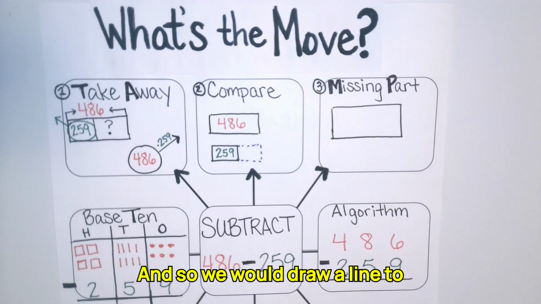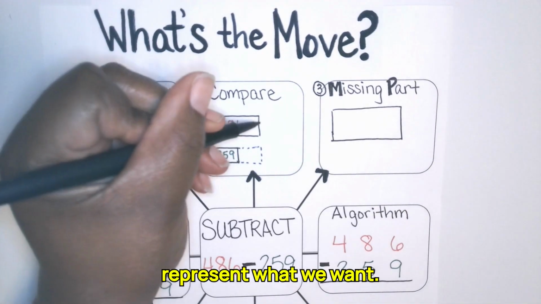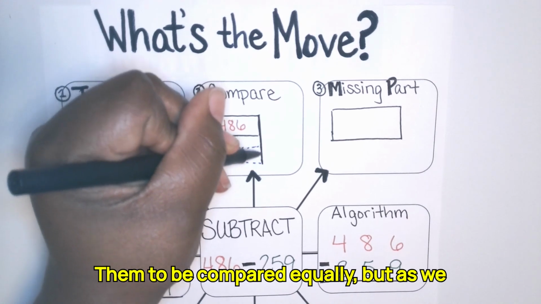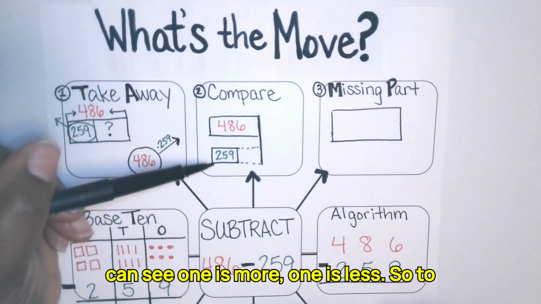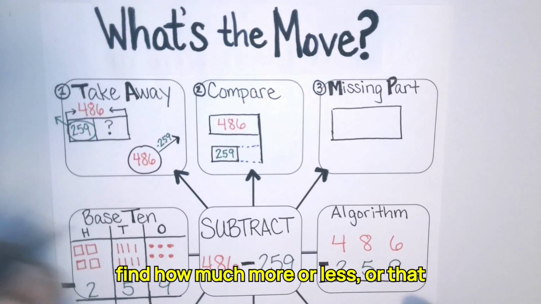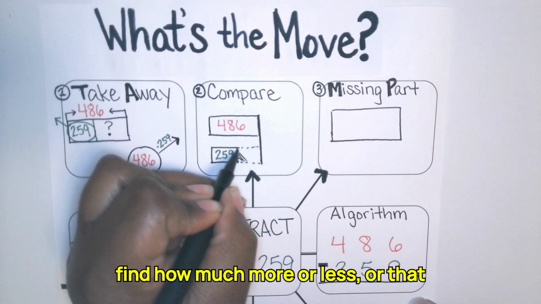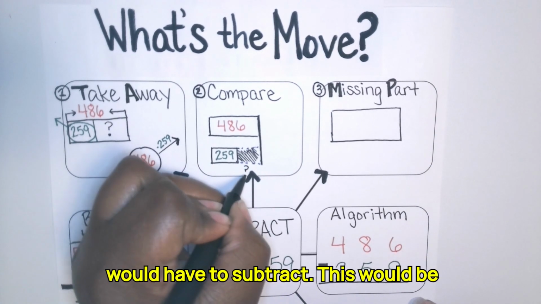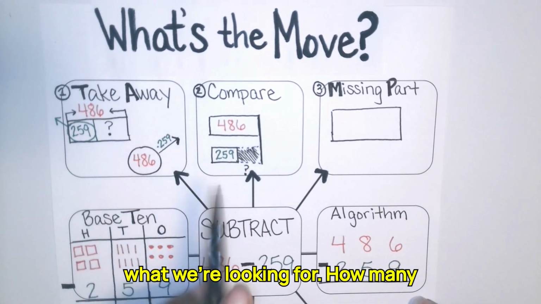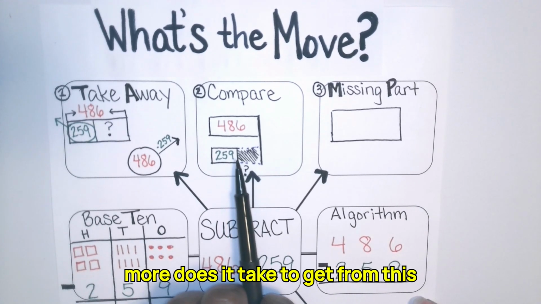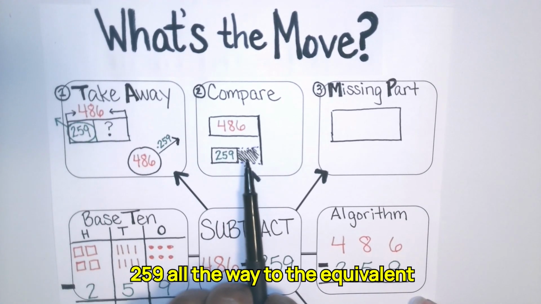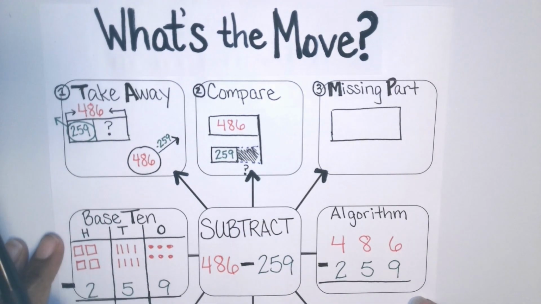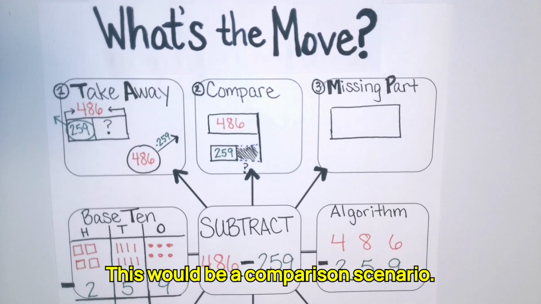And so we would draw a line to represent what we want them to be compared equally. But as we can see, one is more, one is less. So to find how much more or less, or that empty space, we would have to subtract. This will be what we're looking for. How many more does it take to get from this 259 all the way to the equivalent amount of 486? This would be a comparison scenario.